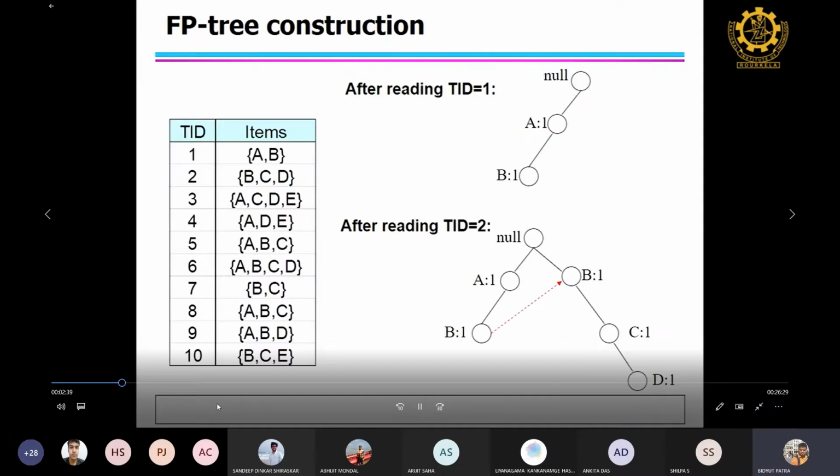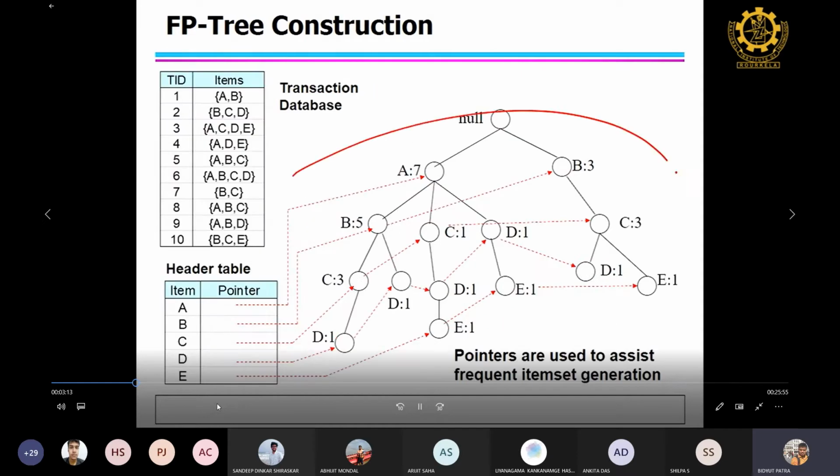So here we go. Let's say we have the transactions on the left side. This is the transaction database, a horizontal representation, as you can see. The first transaction has 2 items, the second has 3 items, the third has 4 items, and so on. We have to represent this database in a much more compact representation using a tree, and the final tree will be like this one.